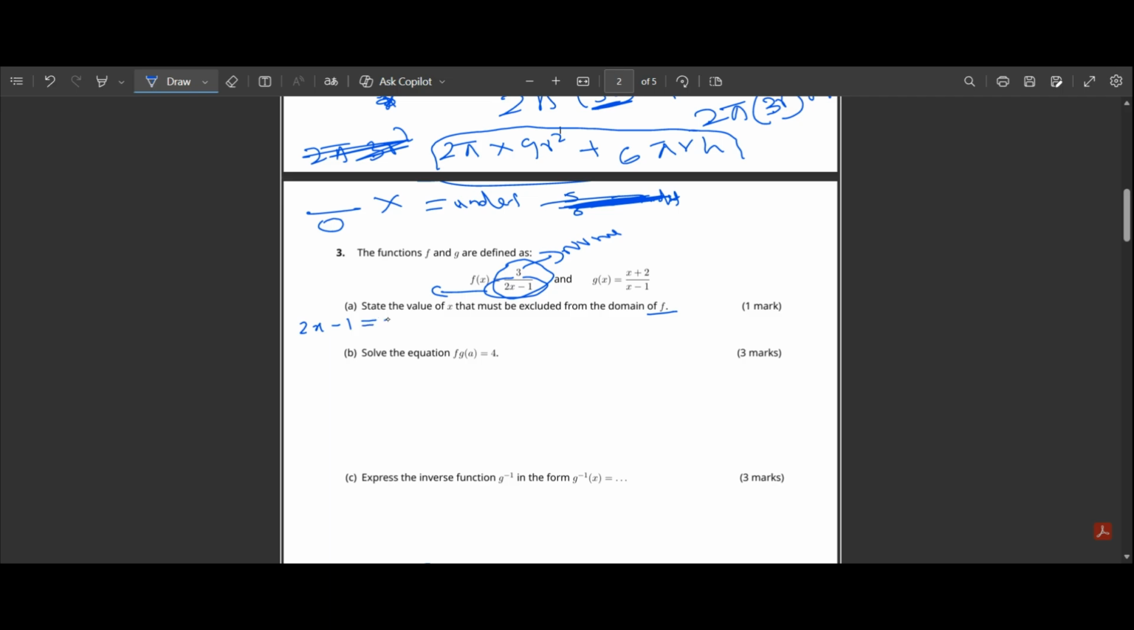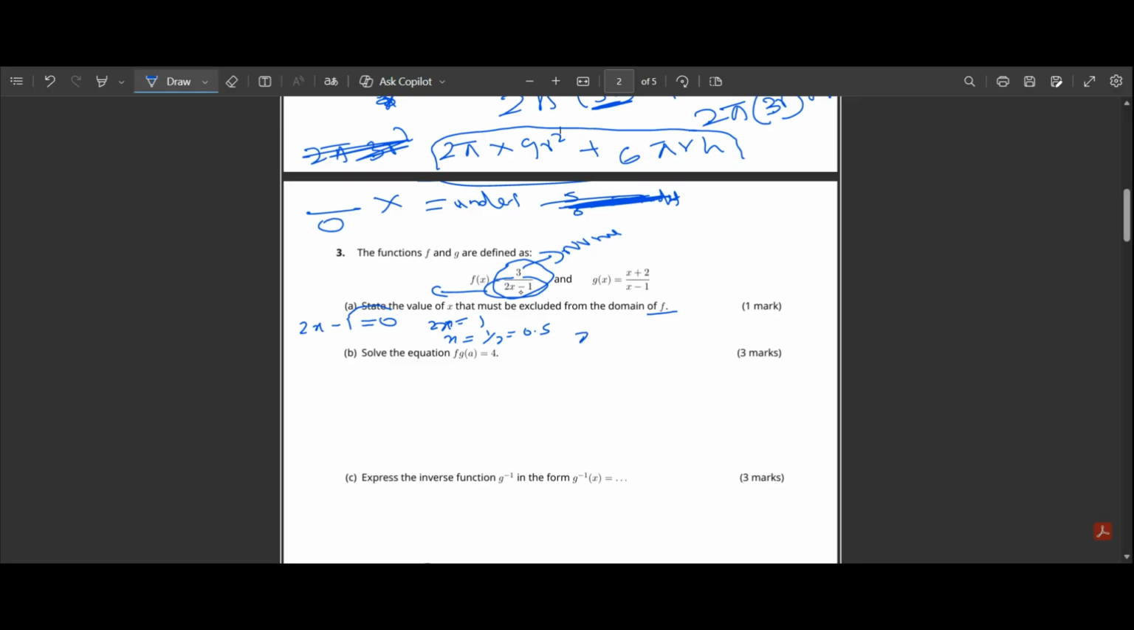So let's set it equal to zero and see what we get. 2x is equal to, bring this one to the right side, so 2x is equal to 1, x is equal to half. It means 0.5. So when x is equal to 0.5, 2x minus 1, the denominator, is 0.